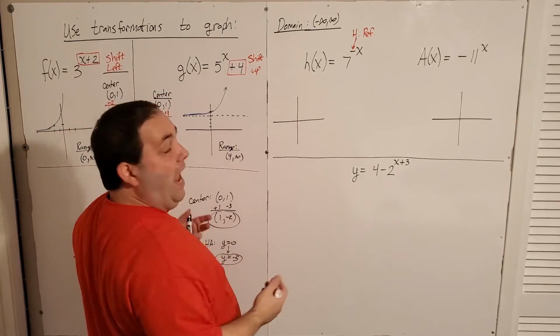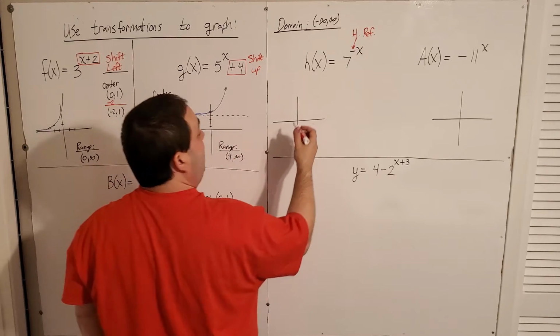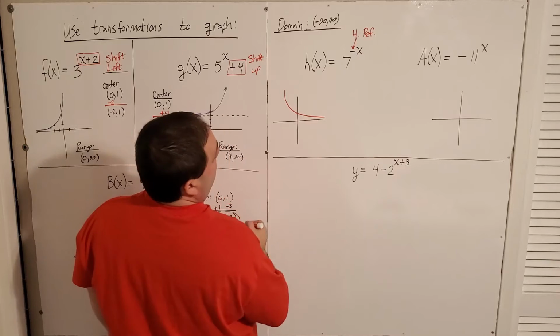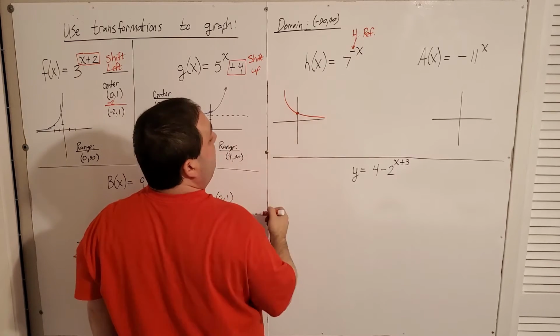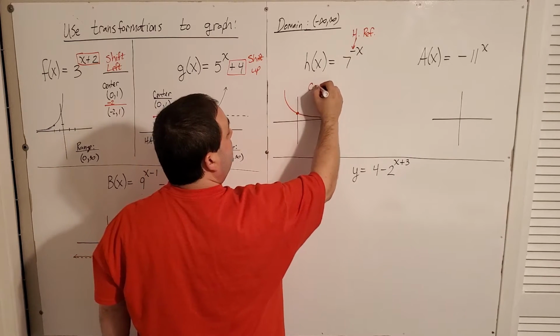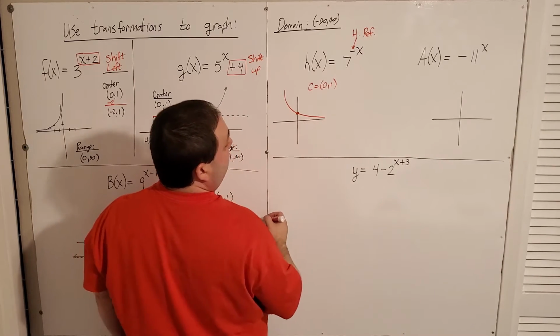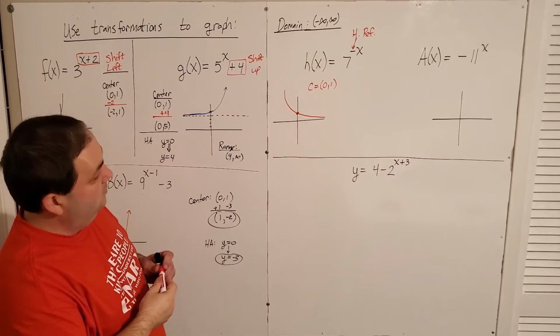My center and my asymptote stay the same in this case. It's just going to do this. My center point is still at 0, 1. And my asymptote is still the x-axis here. Okay?